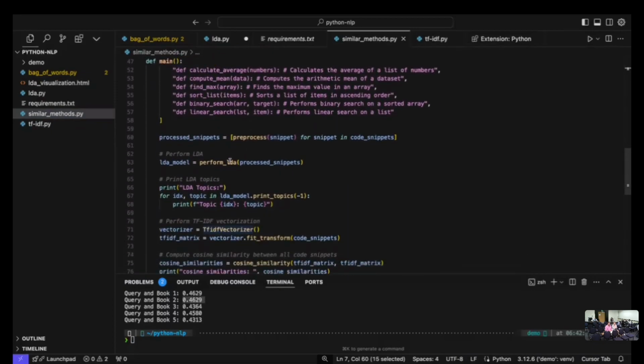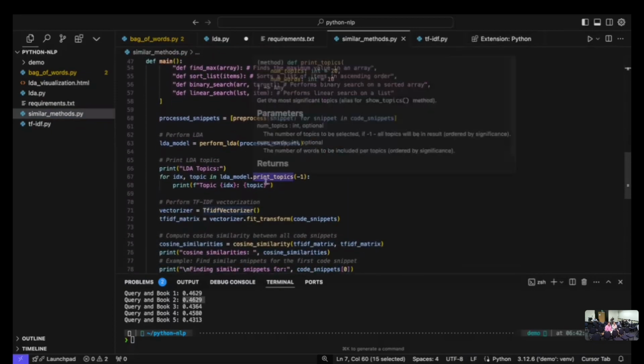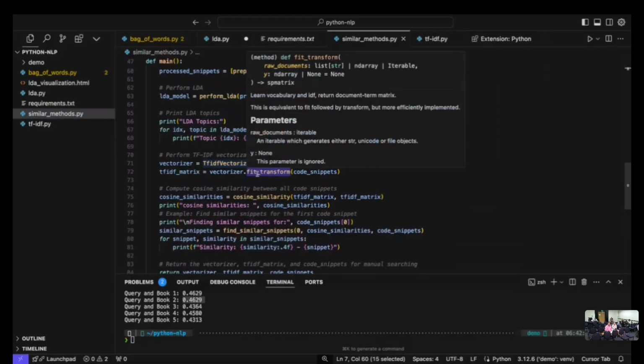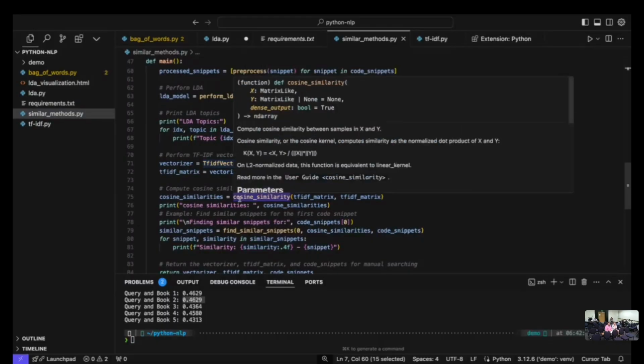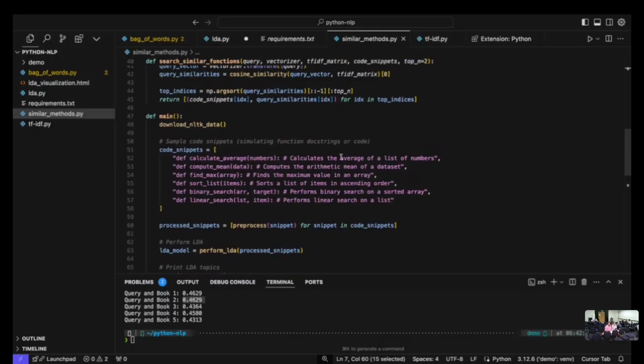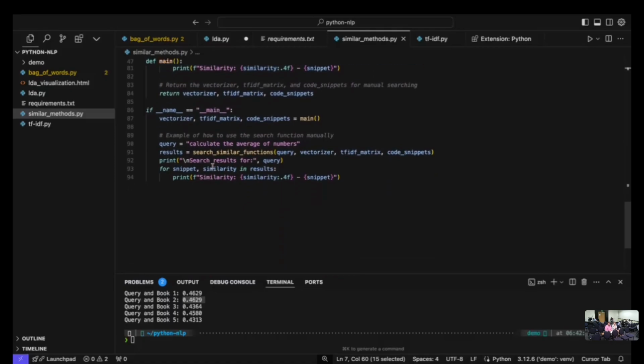So yeah, in this case, we perform the LDA, we print it. And now we are performing the TF-IDF vectorizer and fit transform. Basically, it's performing the calculation. And then we are performing cosine similarity. We see that we are using the same matrix. The reason being, we want to also calculate how all of these snippets are relating to each other. Basically, how relatable is calculate average to calculate mean. So that also we want to calculate.